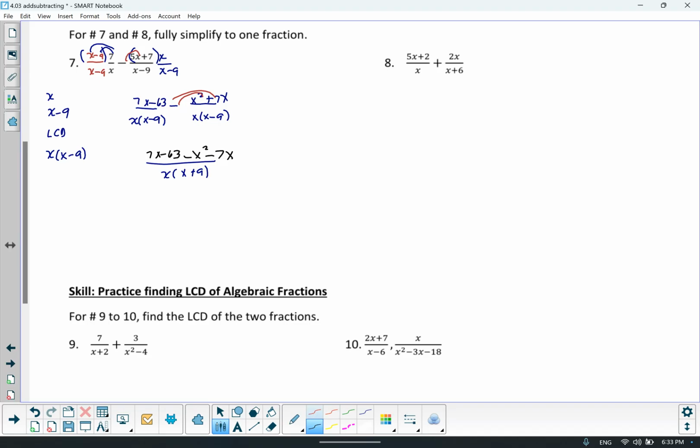I now combine like terms. So the 7x and the 7x cancel. My whole fraction becomes negative 63 minus x squared over x times x minus 9. And I can even write it as negative x squared minus 63 over x times x minus 9.